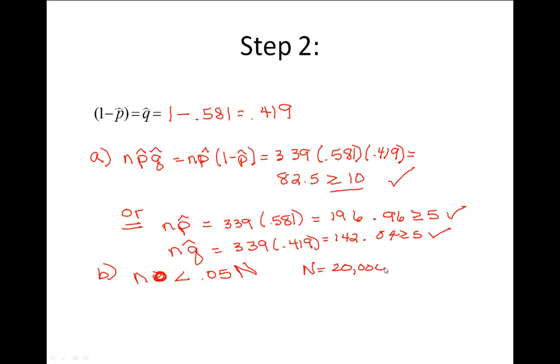So for our purposes, we'll just assume that our population size is at least 20,000, and 5% of 20,000 is 1,000, and then 339 is less than or equal to 1,000. Can't count my zeros here. And so our requirements are met, and we can compute the data.